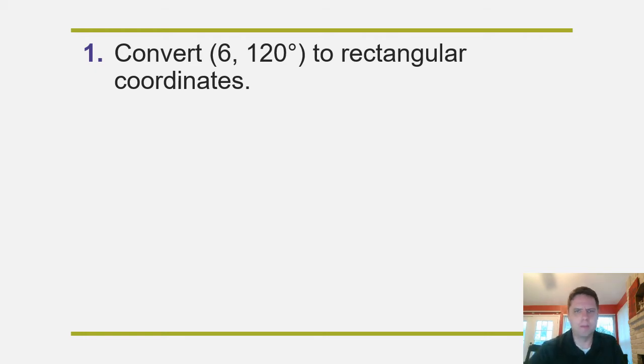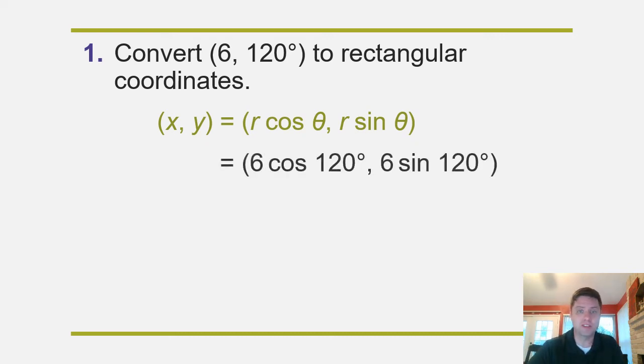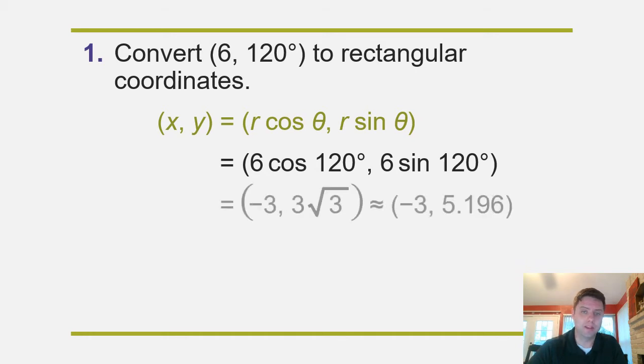Okay, so I'm going to assume you went ahead and paused it, and you actually are doing this the way I've asked you to. So, remember, our coordinates are just (x, y), which would be r cosine theta, r sine theta. And now we just plug in the numbers. It'd be 6 times cosine 120, and then 6 times sine of 120. And when you do that, you should get -3 and 3 square roots of 3, or in approximates, if you put it in a calculator, -3, 5.196.